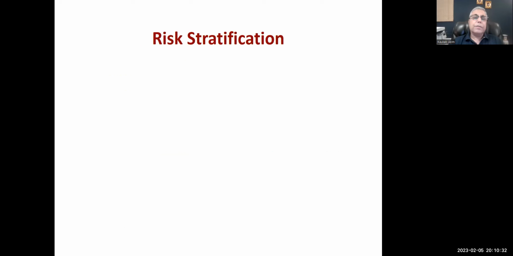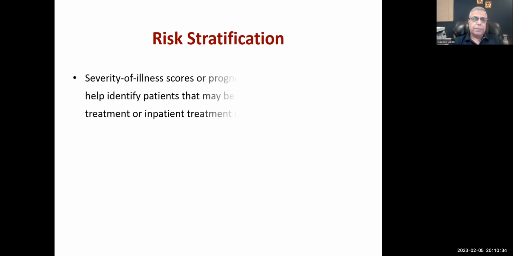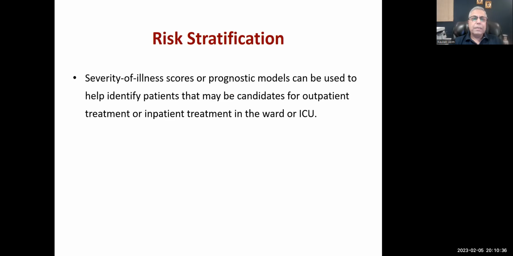Now, risk stratification is important. You must know that. Severity of illness scores or prognostic models can be used to help identify patients that may be candidates for outpatient treatment or inpatient, right? So basically, we use this to decide whether we have to admit the patient to the hospital or give him treatment which he can take at home, okay?